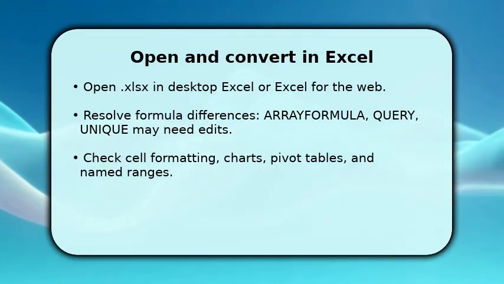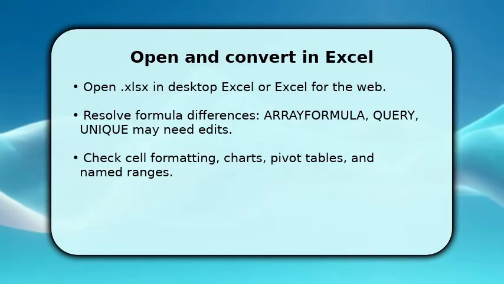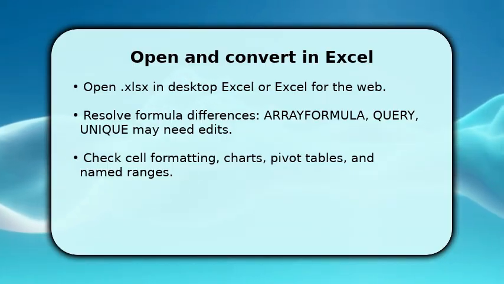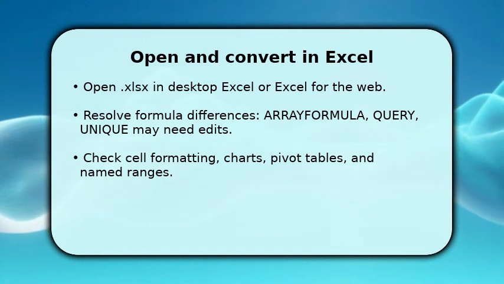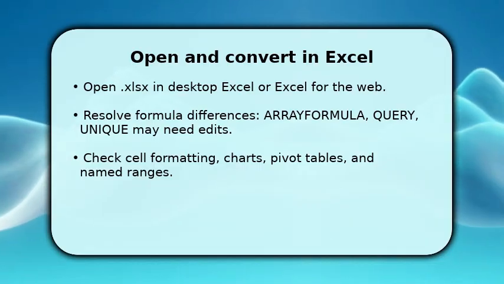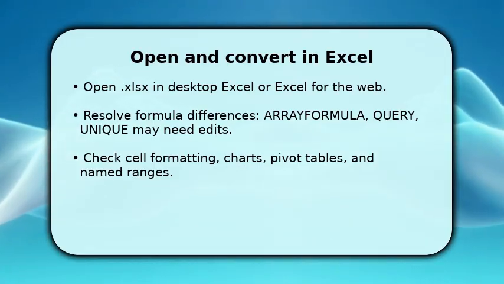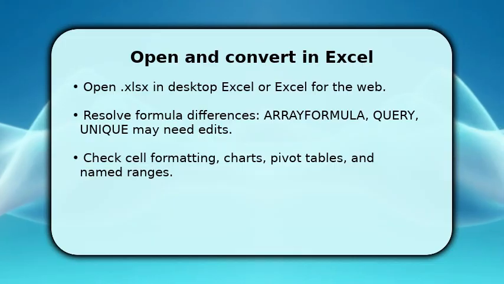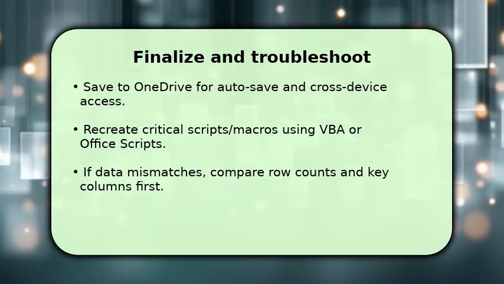Next, review charts and pivot tables because axis or data ranges can shift. Make sure named ranges still point correctly. If you have scripts, note they don't convert. Plan to rebuild macros with VBA or Office scripts. These conversions finish by saving your workbook to OneDrive or SharePoint so you retain version history and autosave.